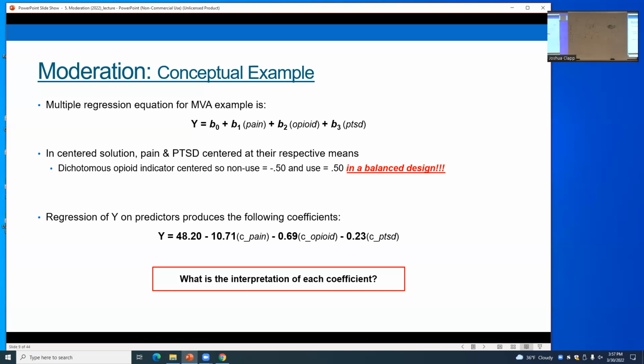Questions about this? You're going to want to make sure that for this set you're confident and solid in your interpretations of these coefficients, what's going on and how they relate.